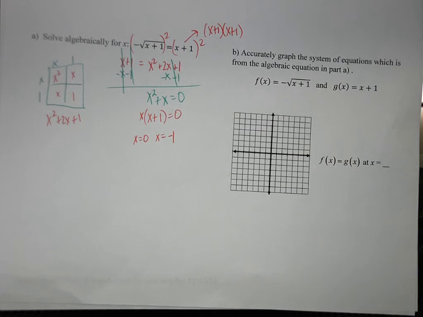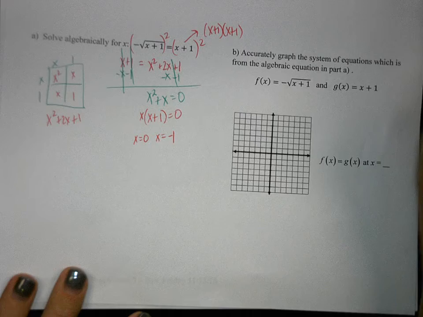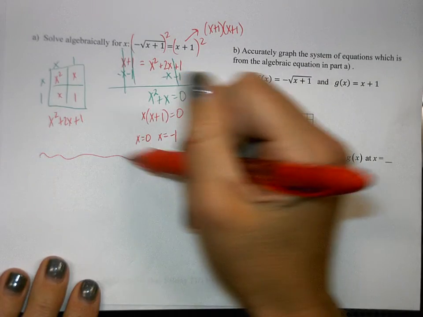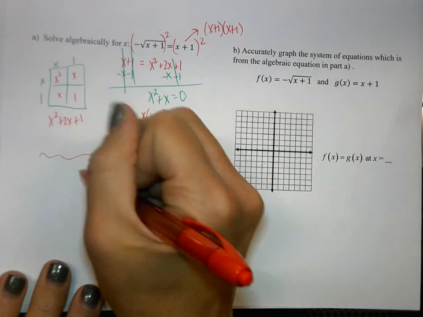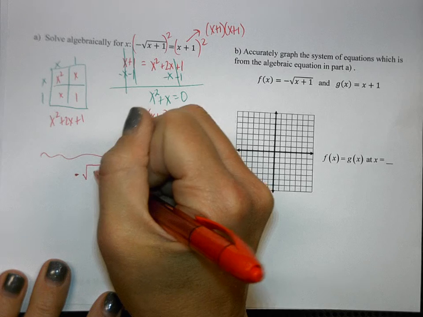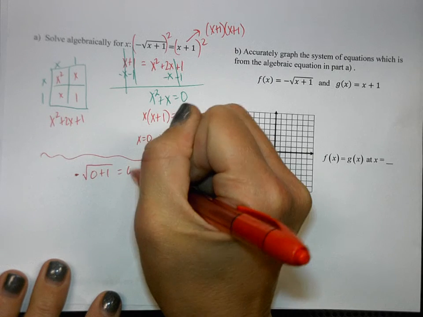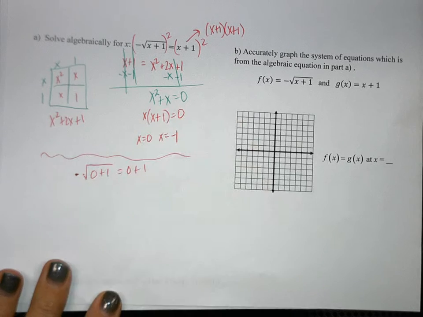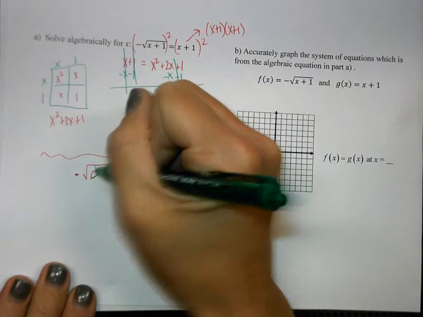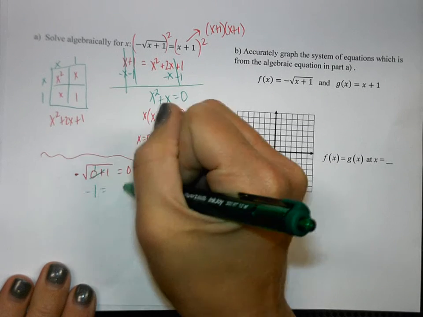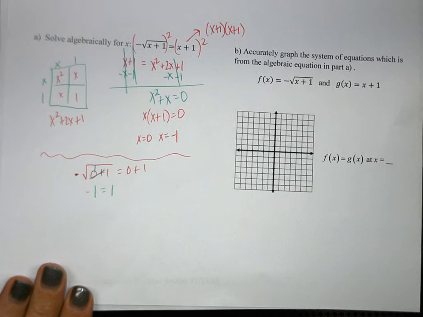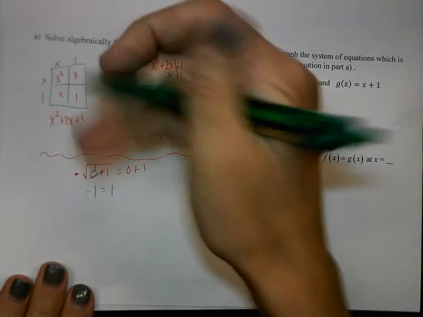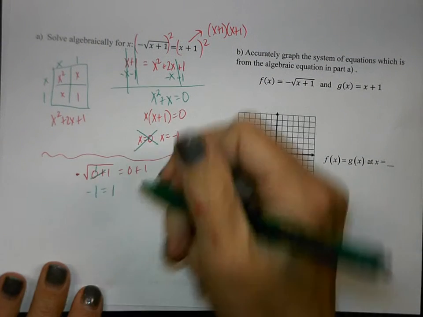So when we go back and check, one of these values may not work, right? So let's go ahead and do the check. If we plug in 0, I'd have -0 plus 1 equals 0 plus 1. So 0 plus 1 makes 1. The square root of 1 is 1, but does -1 equal 1? No, right? So 0's out. So hopefully the -1 should work.